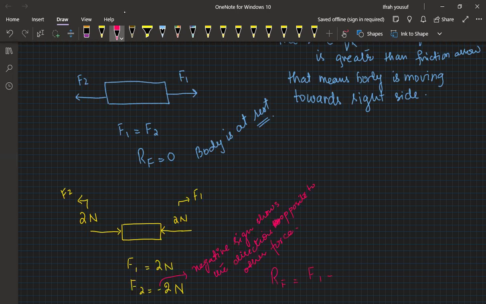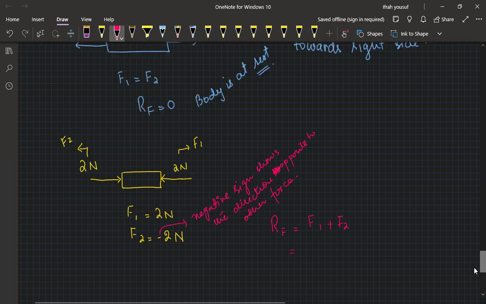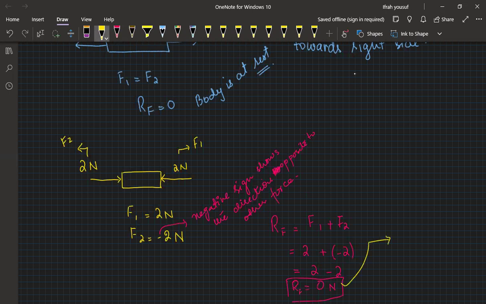So RF equals F1 plus F2. You just simply add them, and what will you get? By just putting in the values, you will get the answer. What's the value of F1? It is 2 Newton, and F2 is minus 2 Newton. So it's going to be 2 plus minus 2, which is 0, right? So what you have found here is the resultant force. That means when the resultant force becomes 0, there are two possibilities.